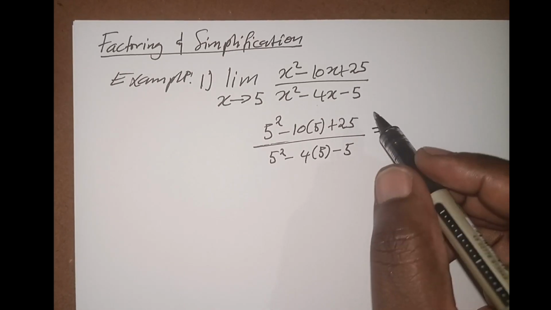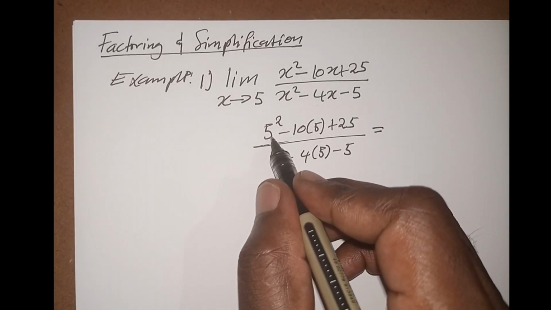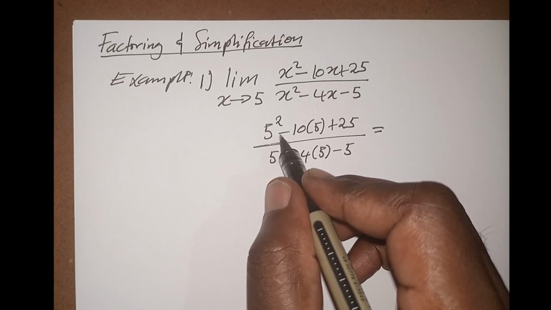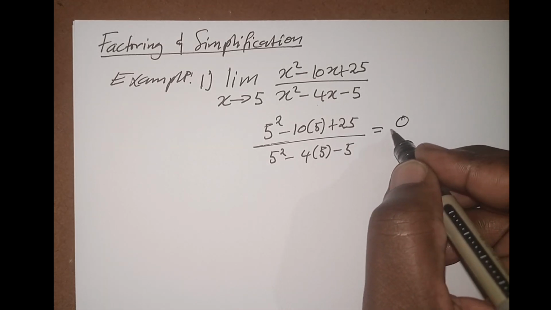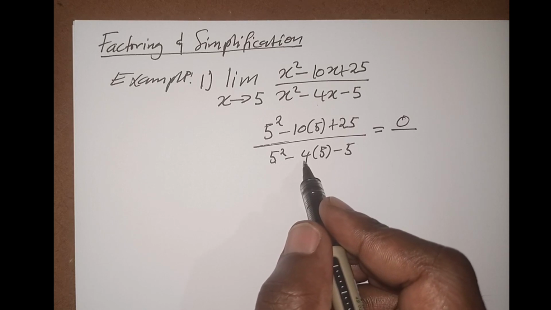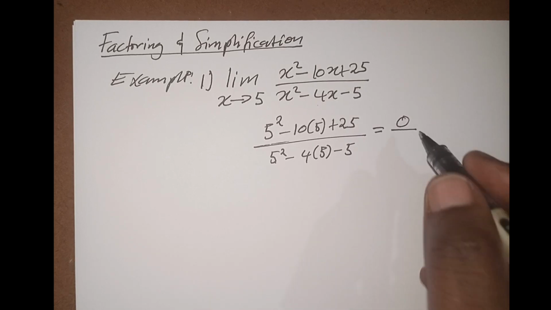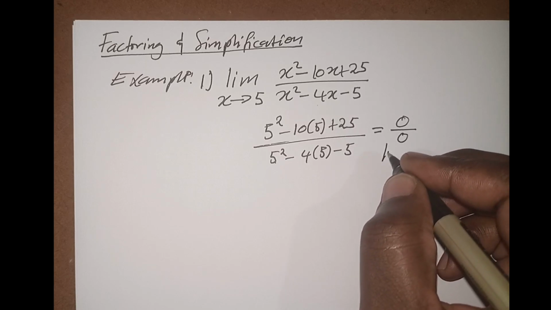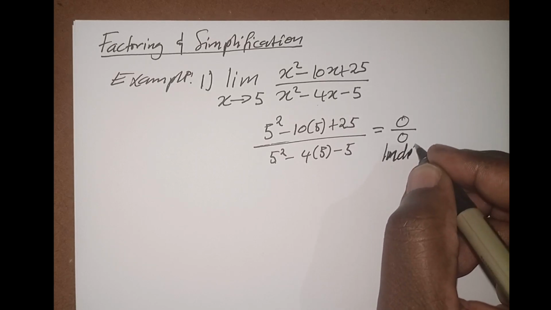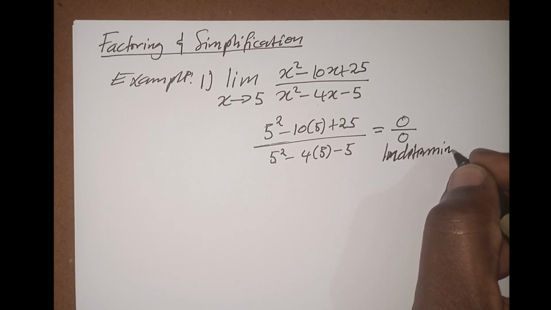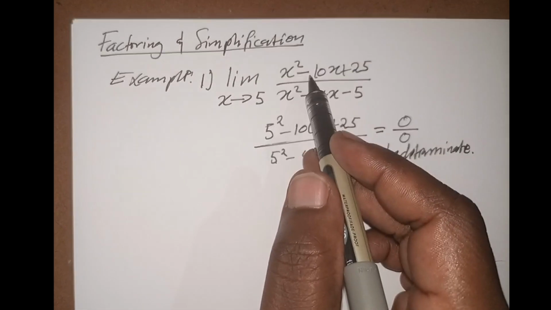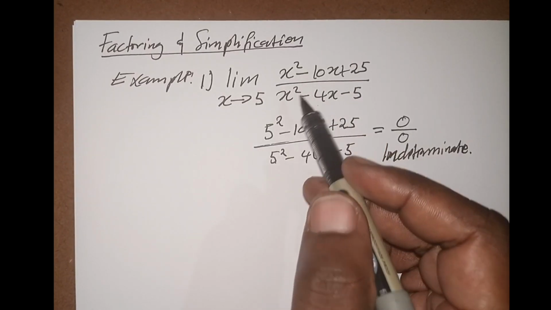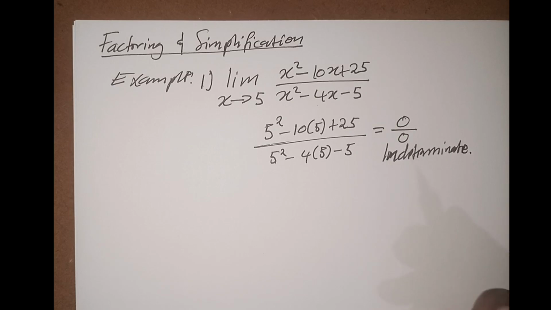This is 5 squared, 25, plus this 25, it will be 50 minus this 50 over here, it will be 0. Over this is 25 minus this is a 20 and then negative 5, it will be also 0. This is an indeterminate solution. So what do you do? You employ another method. So the first method you can think of is factorizing the numerator and the denominator, and then try to simplify with their common factors.